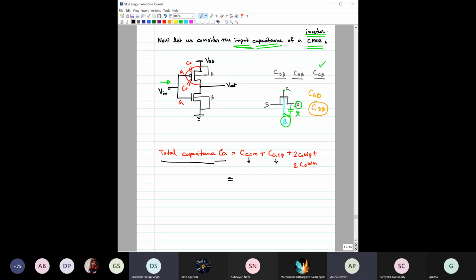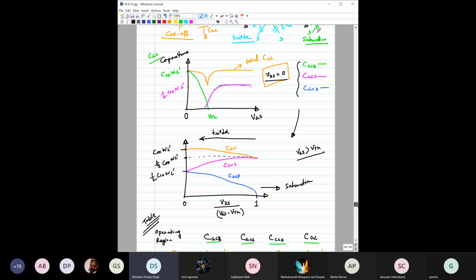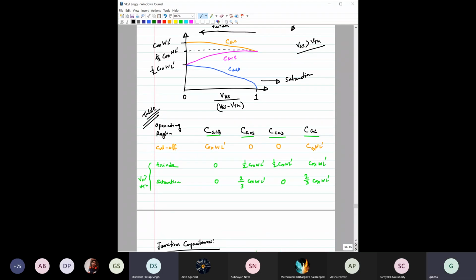Is it constant? CGN, CGP? Why do you think it should be constant? What is CGN? You see here, this is actually CGC, means CGC, P or CGN. Is this constant here? No, it is not constant, right? It depends on the region of operation.